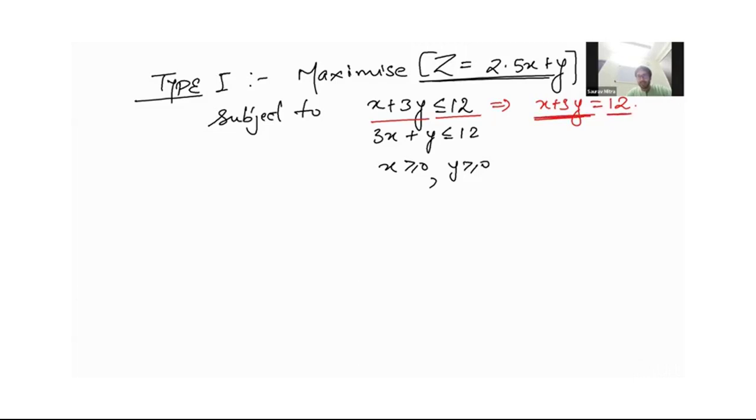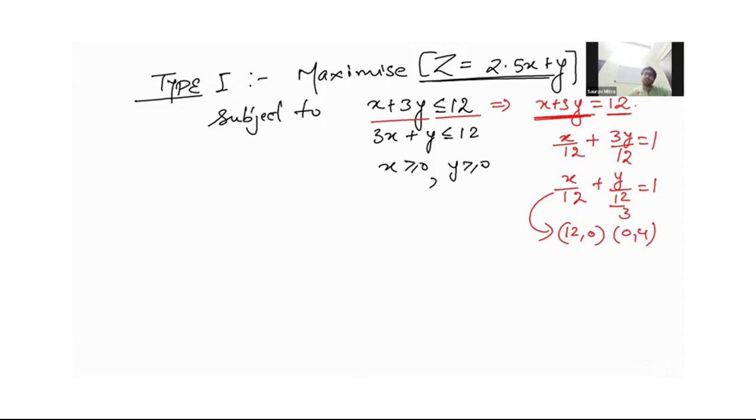For that, the main solving of this equation is mainly by intercept form. Convert it into intercept form. You will get a straight line and the points on the x-axis and y-axis. So this will be x upon 12 plus y upon 12 by 3 equals 1. So you have a point on the x-axis 12 comma 0 and a point on the y-axis 0 comma 4. For this straight line you have the points 12 comma 0 and 0 comma 4 on the graph.